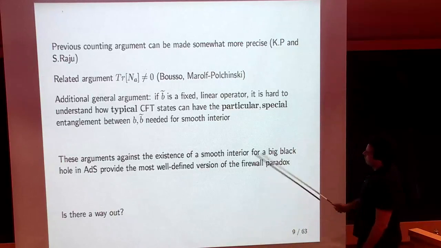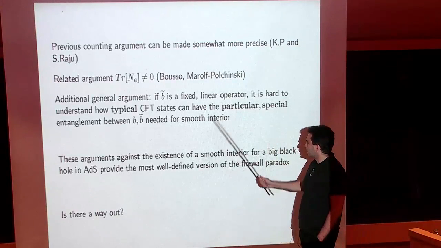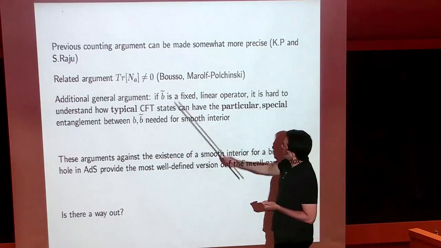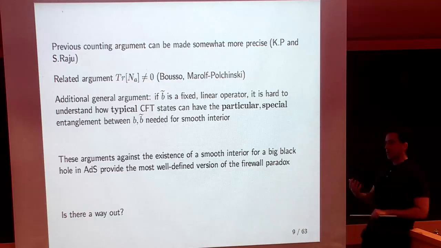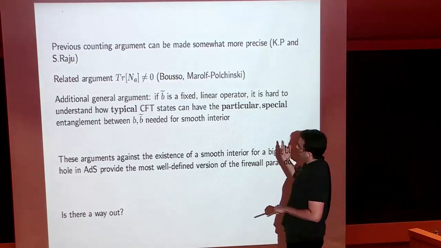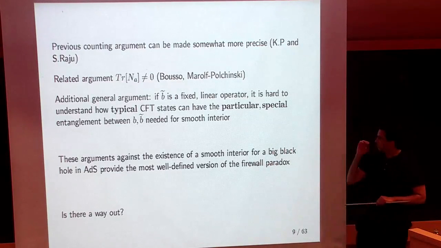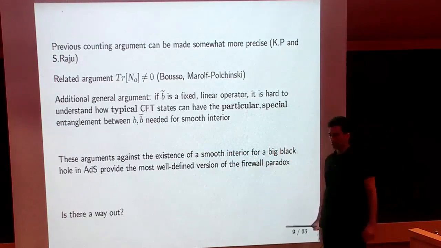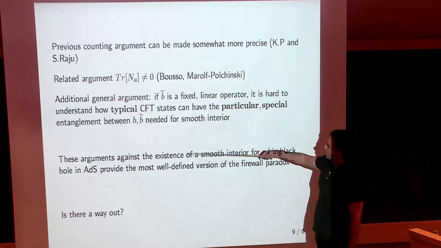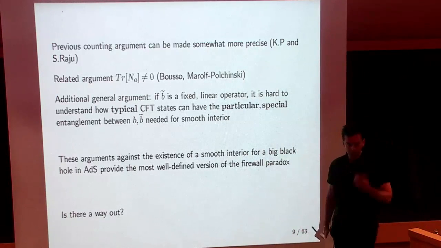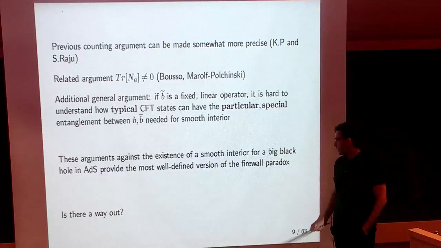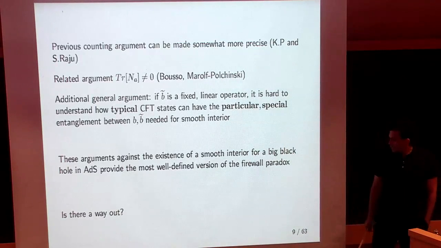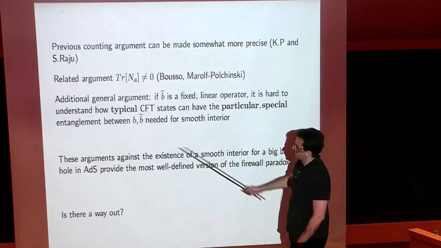And more intuitively, perhaps, there's a statement about the entanglement in the conformal field theory. So if B tilde is a fixed linear operator, it is very hard to imagine how, for typical states of the conformal field theory, we would have the correct spatial and particular entanglement that we need between B and B tilde in order to have a smooth interior. So all of these arguments suggest that the black hole in AdS does not have a smooth interior. And in my view, at least, this is the most well-defined version of the firewall paradox. And then the question is, is there a way out of these arguments?